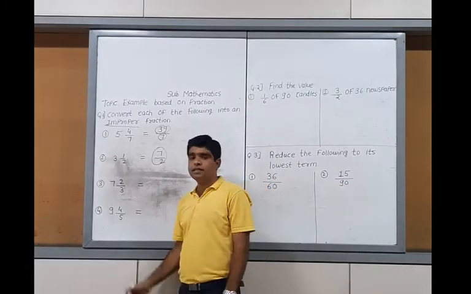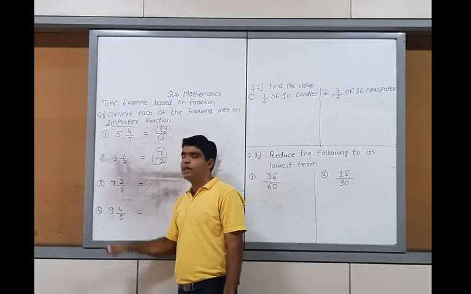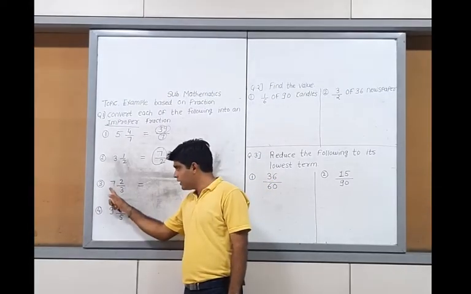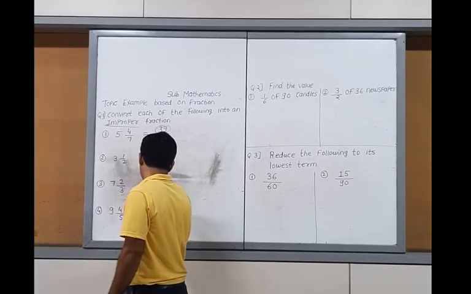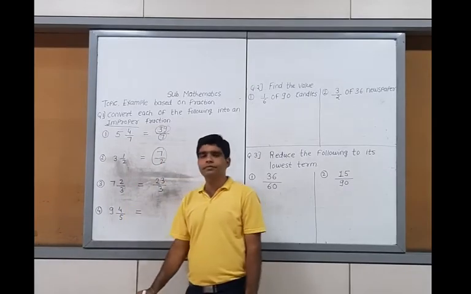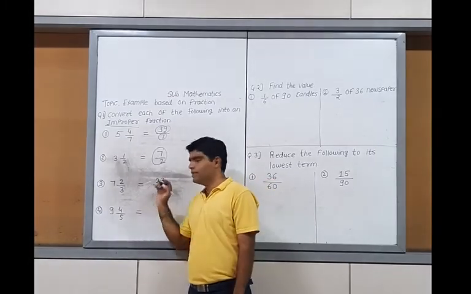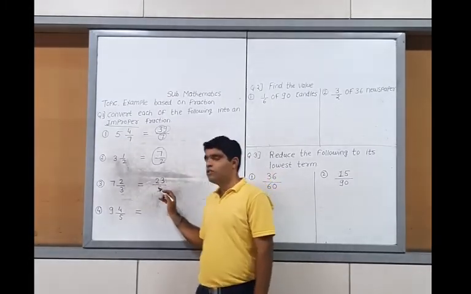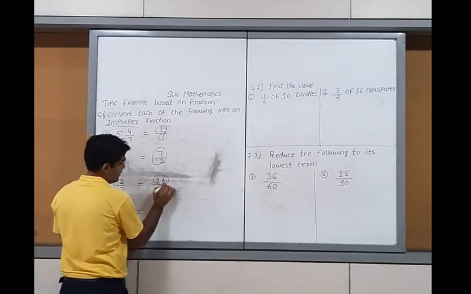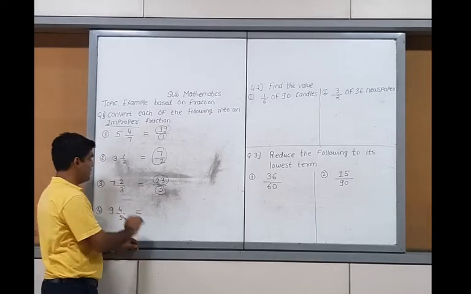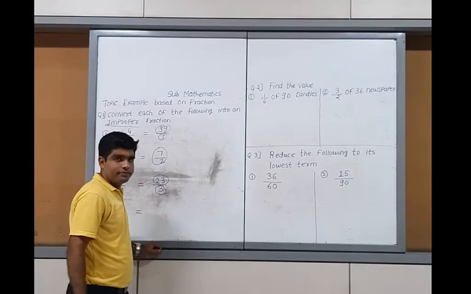The next example is 7 into 2 upon 3. Now see, first of all, 3 sevens are 21. 21 plus 2 is 23. 23 divided by 3. Here the numerator is 23 and the denominator is 3. The numerator is always greater than the denominator, since 23 is greater than 3. This is our improper fraction. It means that we have to convert the mixed fraction into an improper fraction.